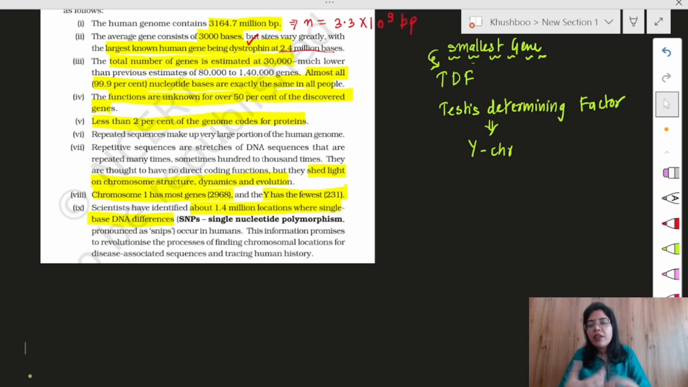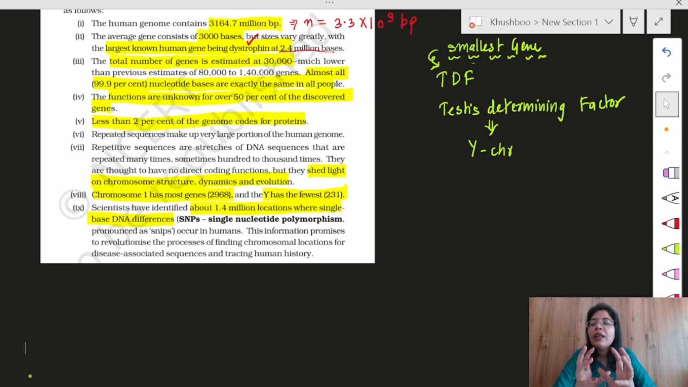It is still under discovery. We will discover what they are doing, but still we did not understand what the functions of those 50% genes which are discovered are. Less than 2% of the genes code for protein, which was our answer. They have mentioned more than 2%.